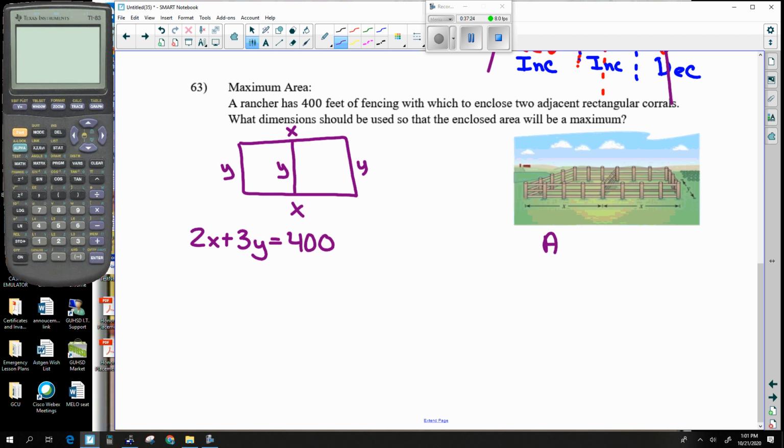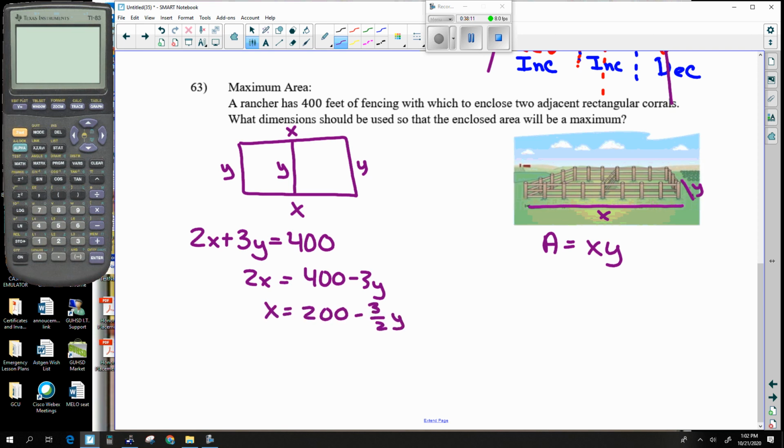And then what we are working towards is the total area of this, and that is going to be X times Y. I made this a singular X, and that's a singular Y. I made my own rules. Okay, let's go back to the left here, and let's solve for one of these variables. Let's go with X. So 2X is equal to 400 minus 3Y, and so X is equal to 200 minus 3 over 2 Y.